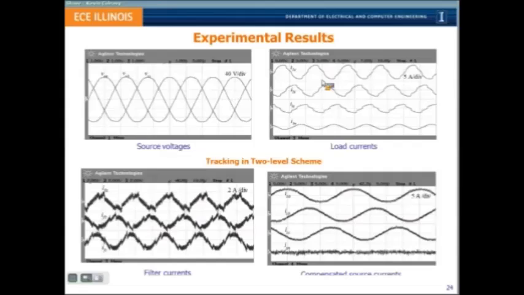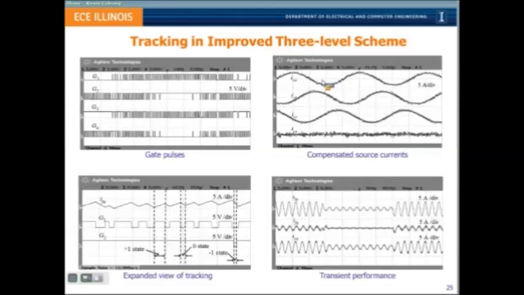This is the experimental result. The source voltages are balanced and sinusoidal. This is a non-sinusoidal component of load current. We see a neutral current in the 4th wire. And these are the currents injected by the filter. And once these currents are injected, the source currents become balanced, sinusoidal and unity power factor with the source voltages. This is clear. So the objectives are satisfied. So these are the gate pulses. We can see that there is a gap in the gate pulses because they don't switch during these intervals.